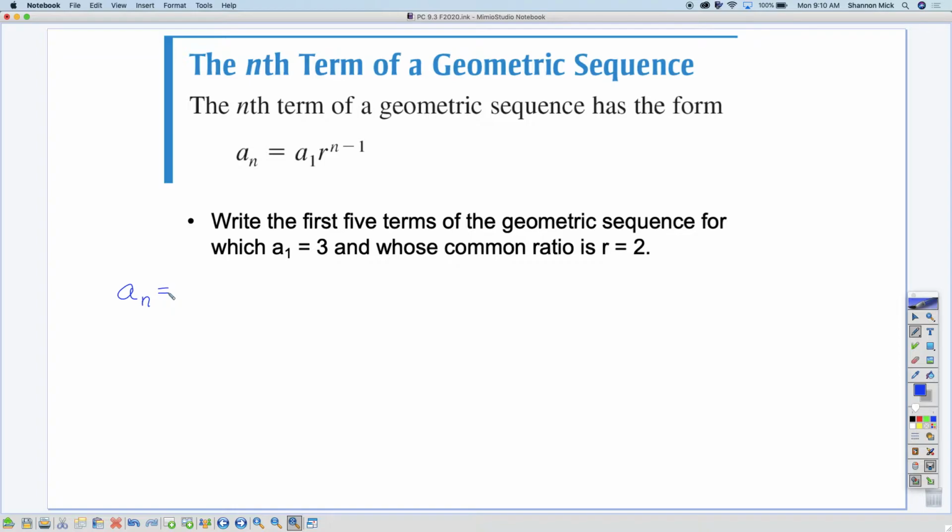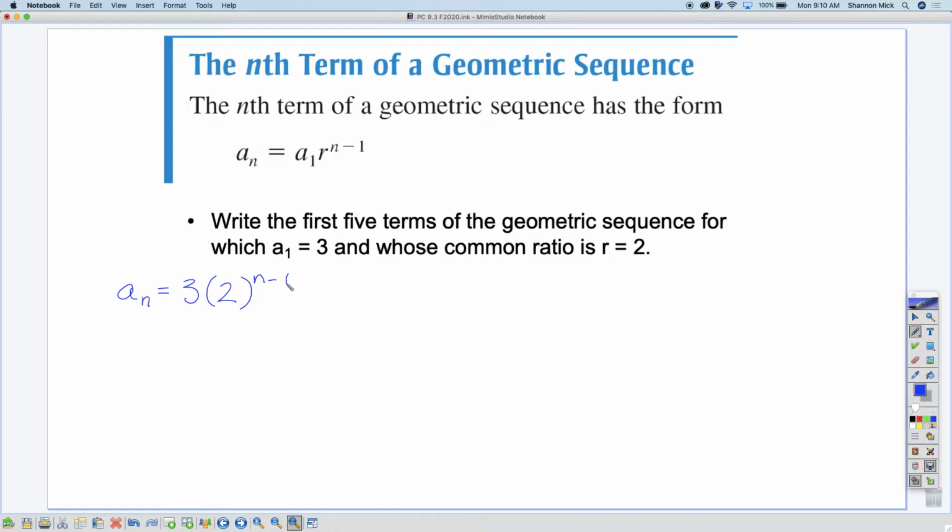I'm good. Okay. So 3, what's my common ratio? 2 to the n minus 1. Now technically that is written, right? But we don't usually see formulas that say to the n minus 1, do we? So we probably need to simplify this a little bit more.